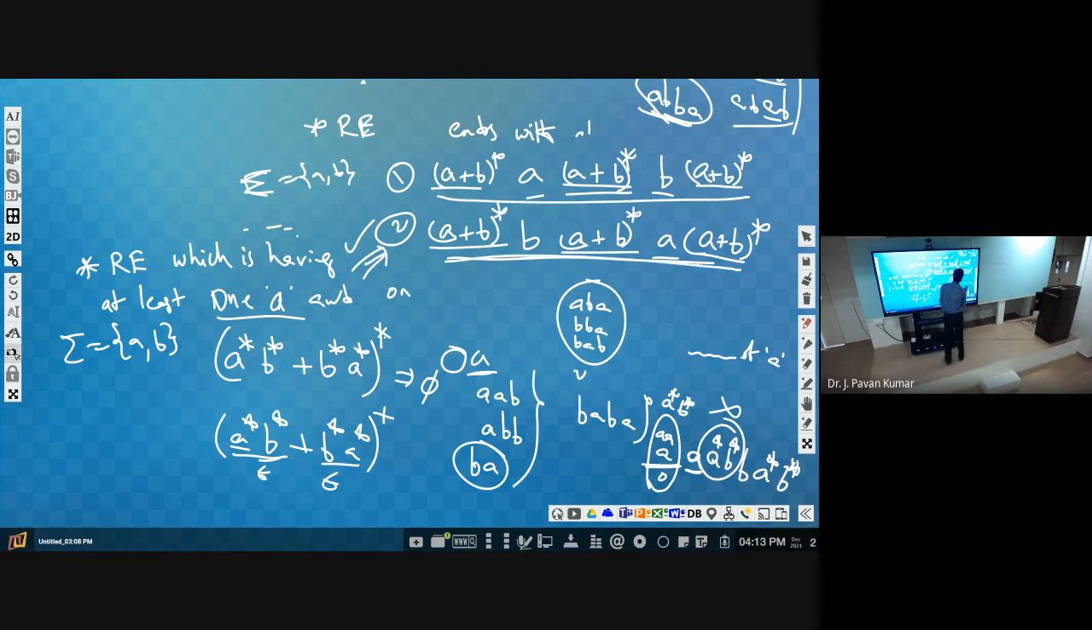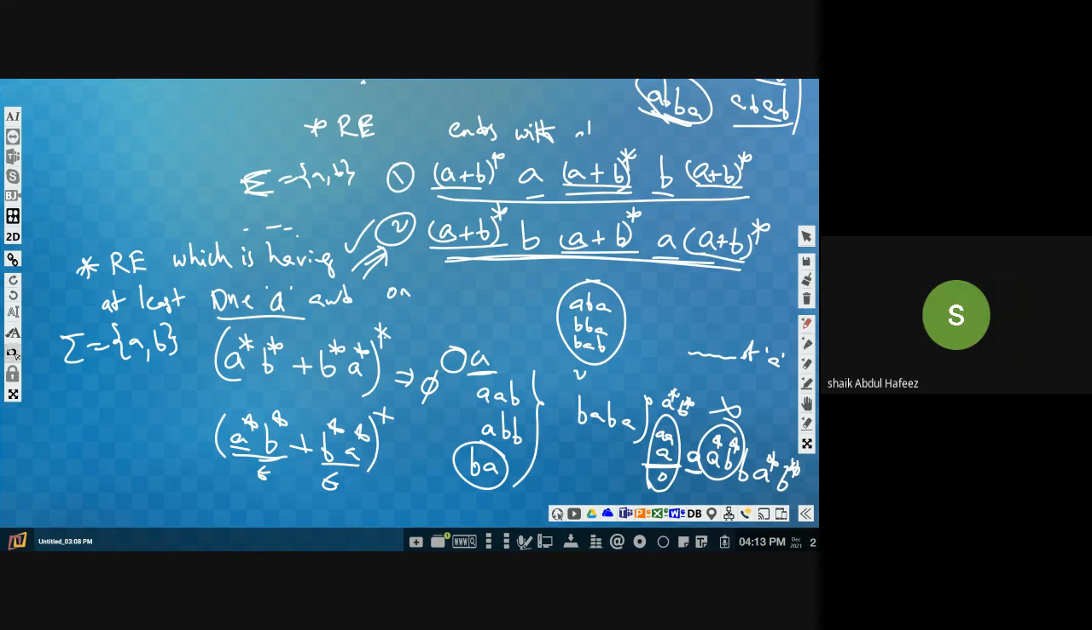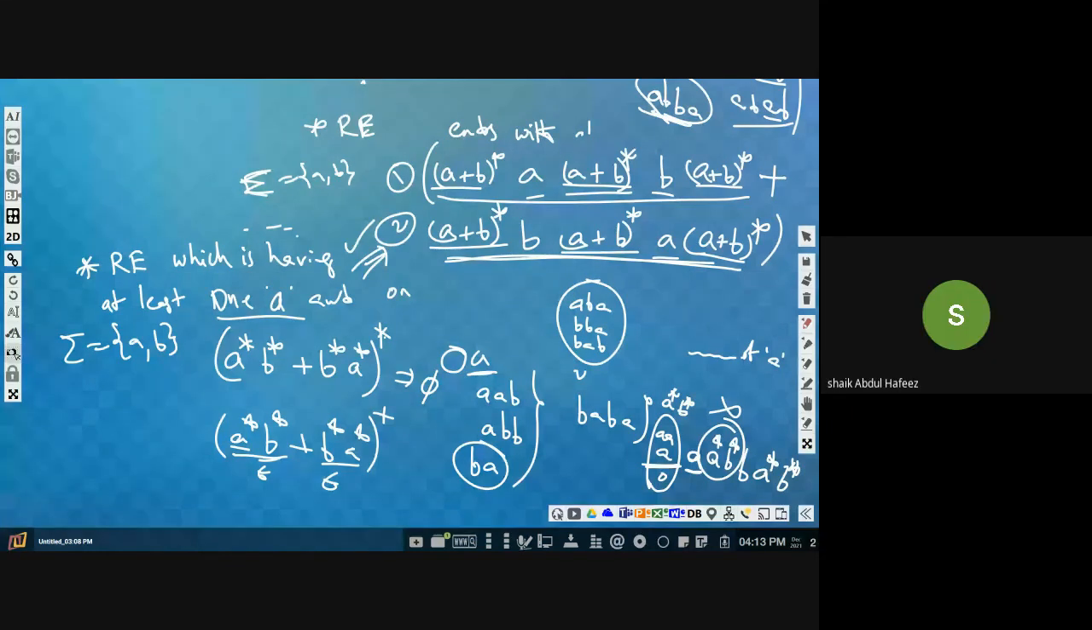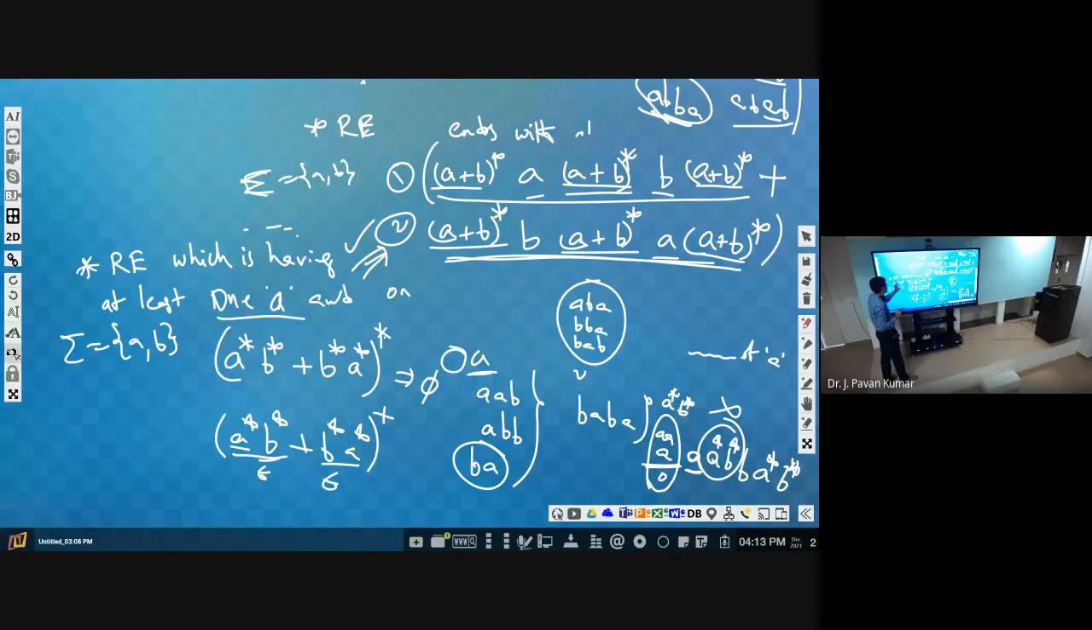So how can we ensure that? Using plus. Yeah, using plus. So this plus this one. This is the final answer. Did you get the point? Yes, sir. So this is a regular expression which accepts the strings having at least one A and one B.